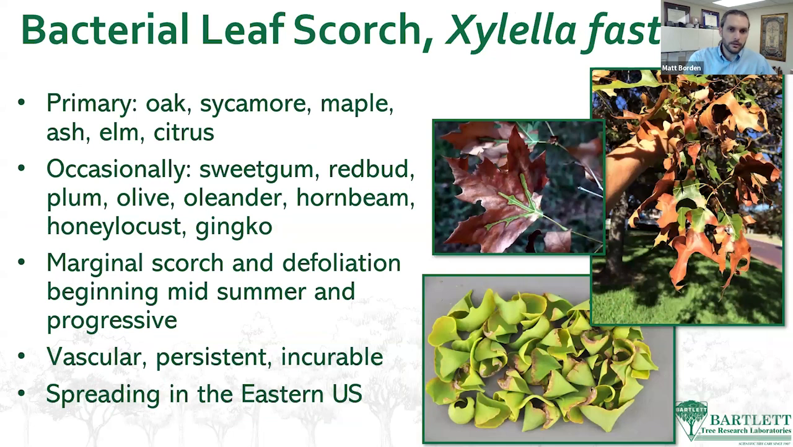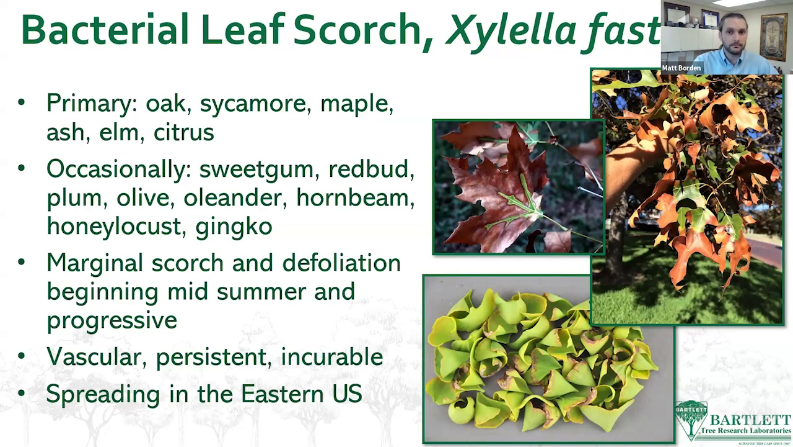Fourth major one to mention is BLS, bacterial leaf scorch. This is probably very familiar to many of you in the Mid-Atlantic region. And in our industry, we primarily are concerned about oak, sycamore, a few maple, sometimes ash, elm, but it affects citrus down in Florida, a different group of the bacteria. And then there's a lot of other minor hosts, which we do see occasionally and diagnose here in our diagnostic lab. But it's kind of rare to see them out in the landscape.